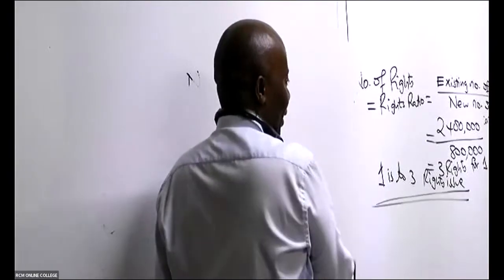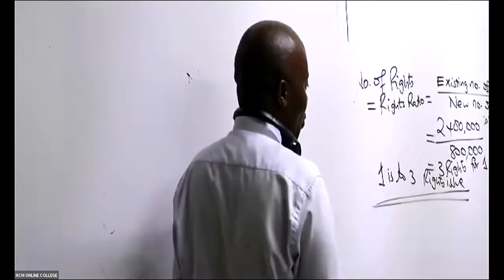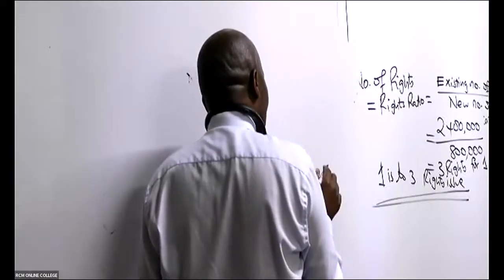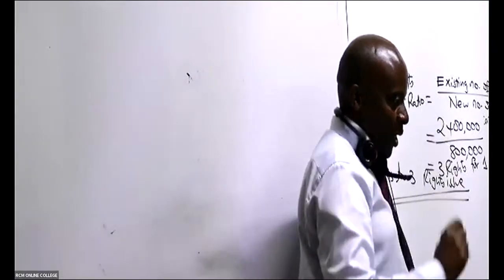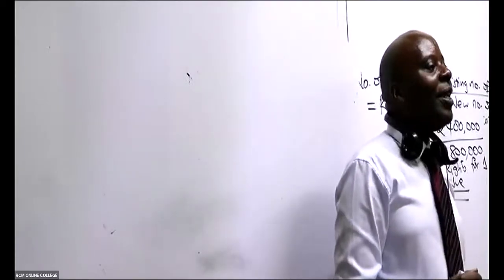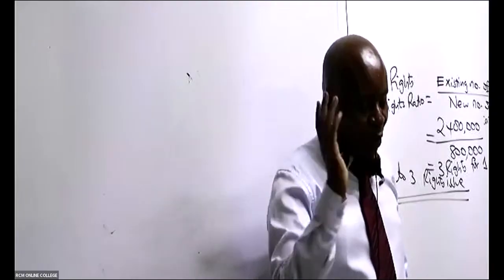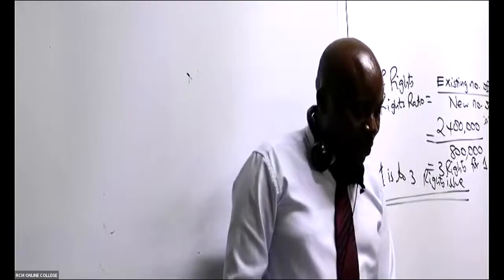So whenever you see this one to three, it means that for every three old shares you have, you get one new share. If you have so many new shares, it will lead to what we call diluted ownership, and nobody would want that.